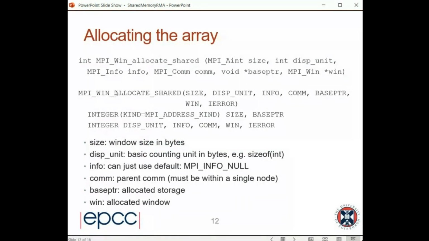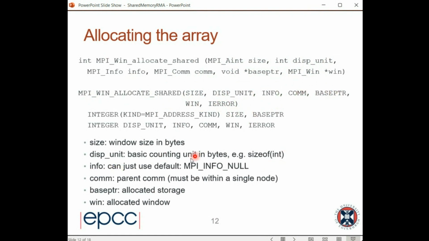So in this model, MPI_Win_allocate_shared actually doesn't just create the window, it also allocates the memory. So you say how big it is, what the displacement unit is. These are the same as for a normal window, and you get back the base pointer. This is like a malloc, okay? The malloc would just give you back the base pointer with a size, but here you specify the displacement unit and you get back a window as well. So you do MPI_Win_allocate_shared with size, disp_unit, info, comm, base pointer, win, ierr.